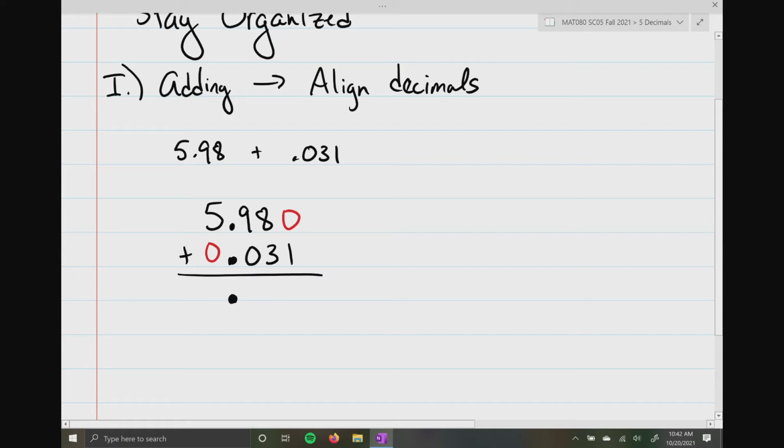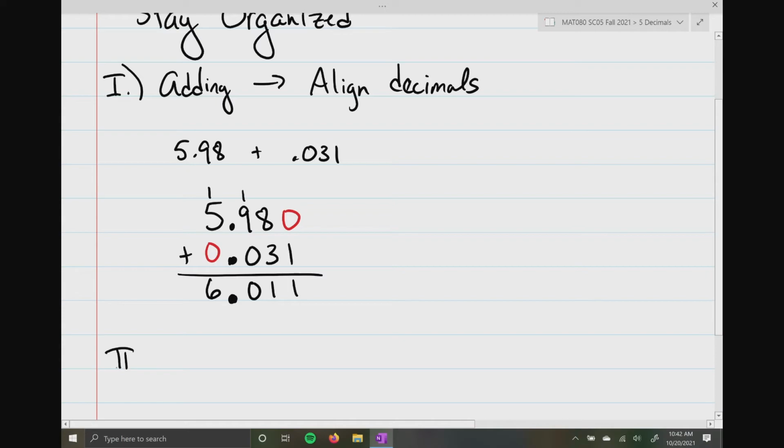I put a decimal in my answer and I just add. 0 plus 1 is 1. 8 and 3 is 11. Carry the 1. 9 plus 0 is 9, plus 1 more is 10. So put a 0 and carry it. 1 plus 5 is 6. Any questions there? All right. I don't think I need to do any more examples with adding. I think one example was good enough, which is just keep everything nice and organized.